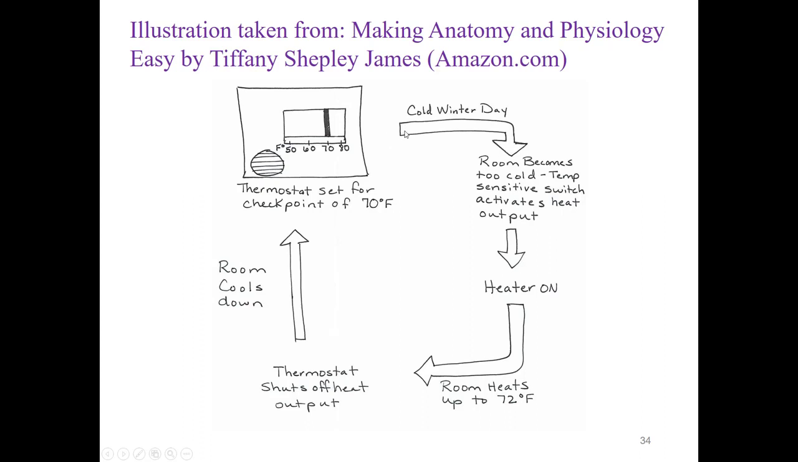If it's a very cold winter day, lots of cold air outside, the room may become too cold inside the house. We've all experienced this. Temperature sensitive switch will activate the heater to turn on. The heater turns on and the room begins to heat up. It may heat up a little past checkpoint, maybe to 72 degrees. The thermostat will then shut off the heat and the room will begin to cool down a little, and guess where we are? Back at 70, which is where we wanted to be in the first place.